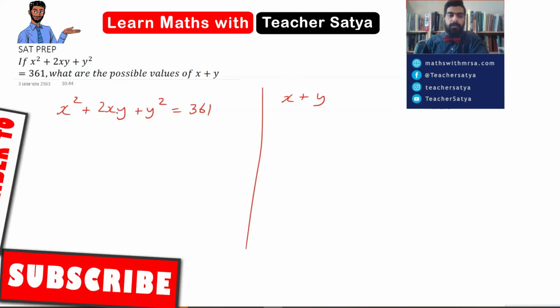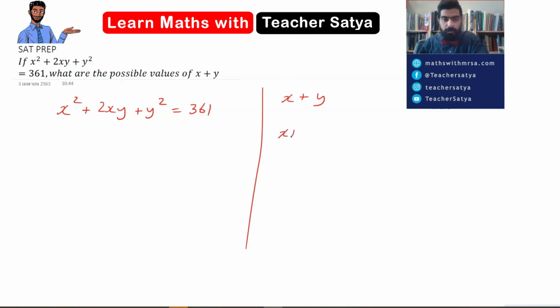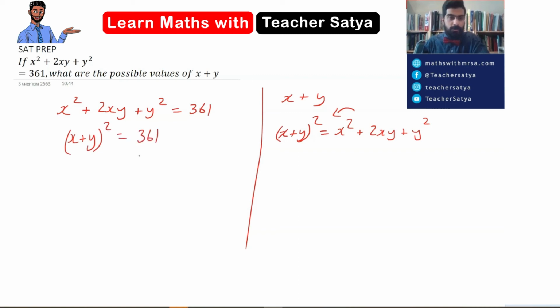Now how can we write this? Let's try this out. What is x plus y the whole square? X plus y the whole square will give us x squared plus 2xy plus y squared, right guys? So this we can write as this. So we see that x plus y the whole square is equal to 361, right guys?